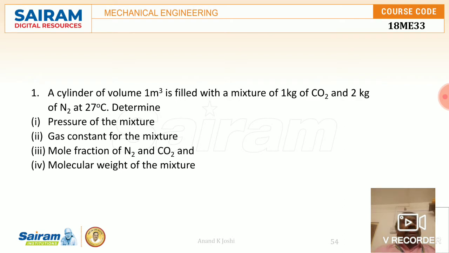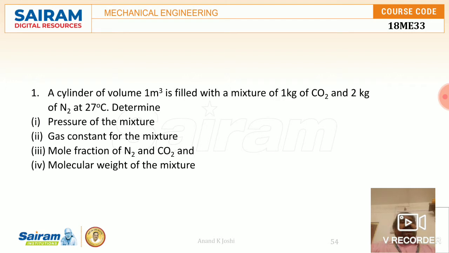Okay, so let us once again read out for better understanding and analyze the problem. There is a cylinder of 1 meter cube capacity, and it is filled with a mixture of 1 kg of CO2 and 2 kg of N2 at room temperature, that is 27 degrees centigrade. This data is very common.